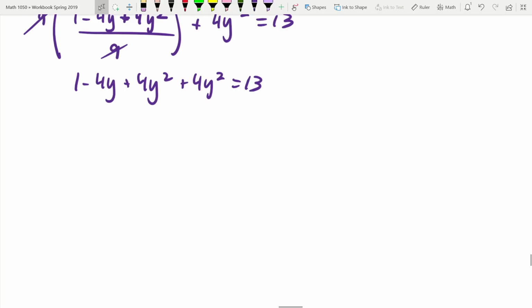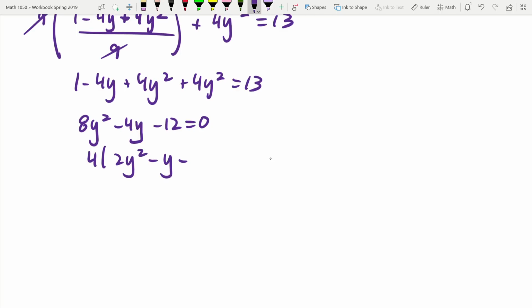I know I'm going to have to factor because I've got those squares. So now I have 8y squared minus 4y. The 13 comes over and becomes a negative, minus 12 equals 0. So the next thing I would do is take out a 4. When I take out a 4, I'm left with 2y squared minus y minus 3. And then I'm going to factor that.